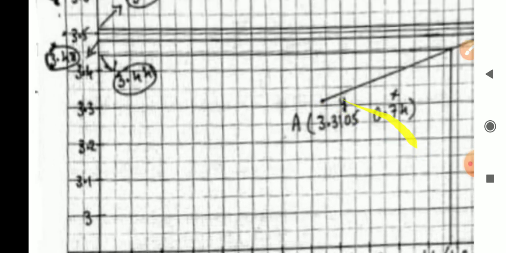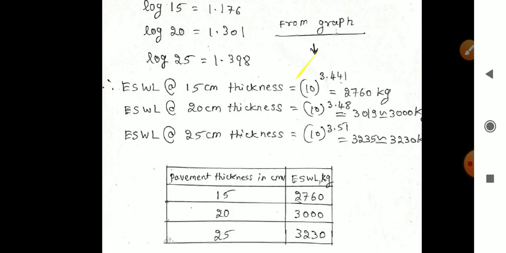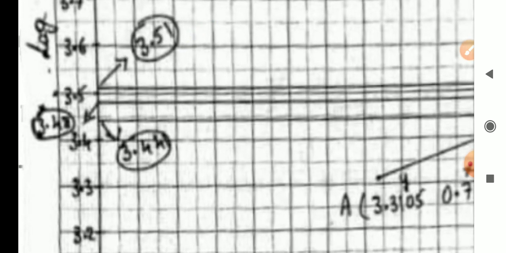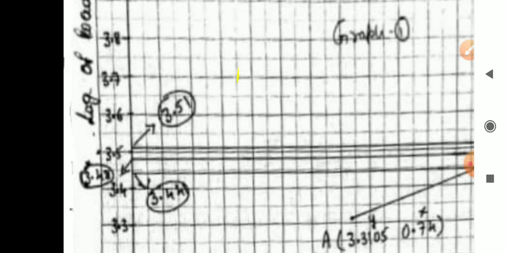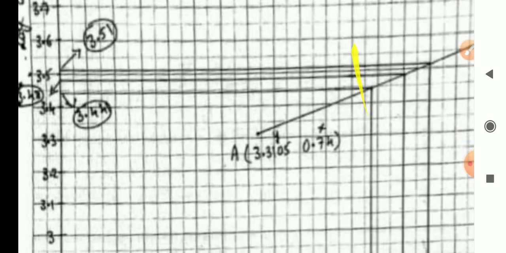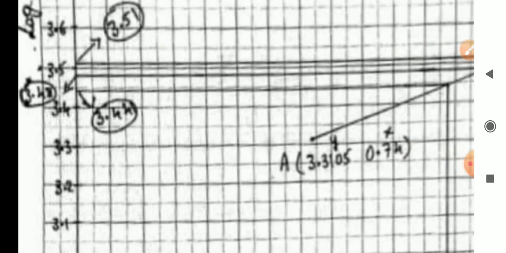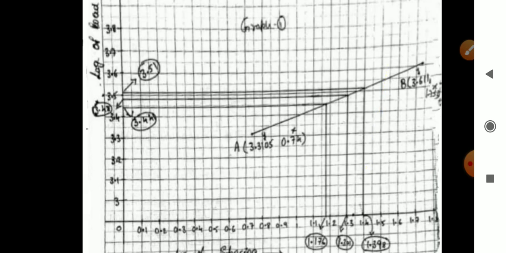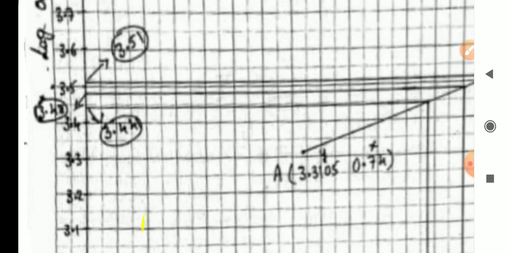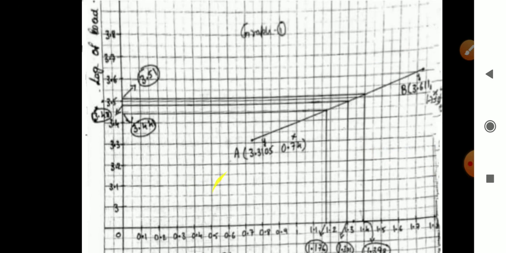Corresponding to these values, we have to find the load value, that is ESWL. In the y axis is ESWL in kg, and in the x axis are the pavement thicknesses. So we get 3.44 for 15 centimeter, 3.48 for 20 centimeter, and similarly 3.51 for 25 centimeter.